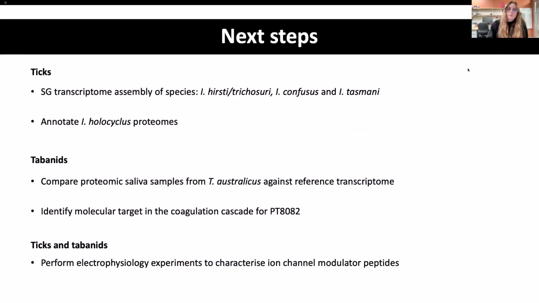So the next steps for this part of my project is I need to assemble the salivary gland transcriptome once I get it back for the 3 Ixodes ticks that I have. I also need to finish annotating the Ixodes holocyclus proteome, so both the saliva and salivary gland proteome. For the tabanids, I need to compare the proteomic samples I've run for the saliva of Tabanus australicus against the thorax reference transcriptome I've assembled.